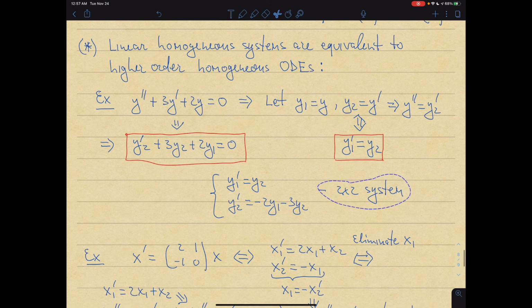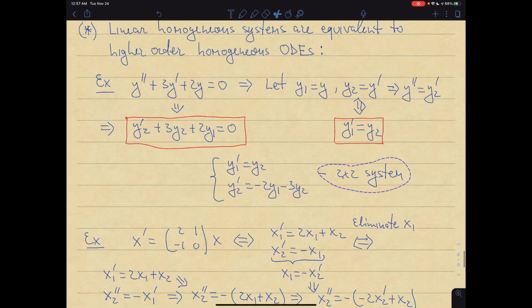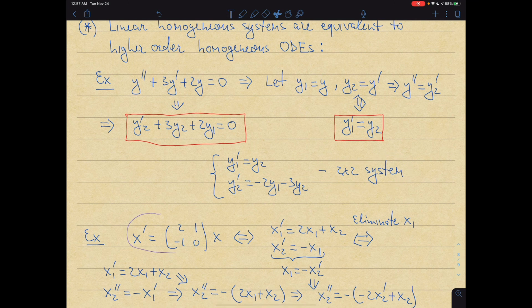Okay, so if I have a second order linear homogeneous ODE, I can write it as a system of two first order ODEs. Let's try to do this backwards. Now let's suppose that I have the system that I already discussed above, a system of two first order homogeneous ODEs with constant coefficients, in fact. And I want to see if I will be able to eliminate one of the functions from here.